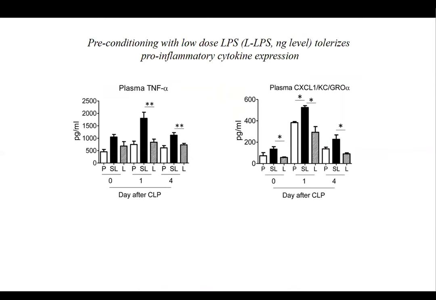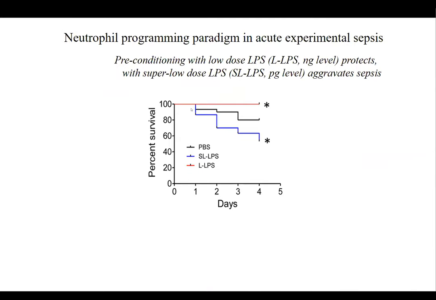So we also have the acute septic story. Basically, what we did was we inject the mice with either a super low dose LPS or a higher dose LPS first. After that, we did the cecal ligation punctures. If we do a super low dose LPS, we can actually exacerbate this sepsis mortality. But in contrast, if we do a low dose LPS, then we can protect the mice from septic shock.